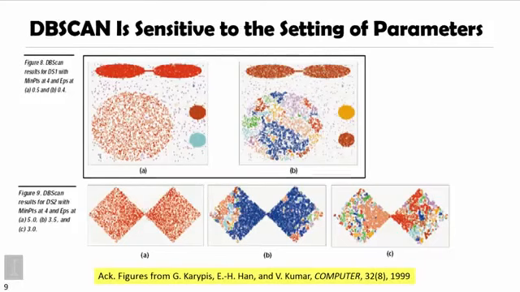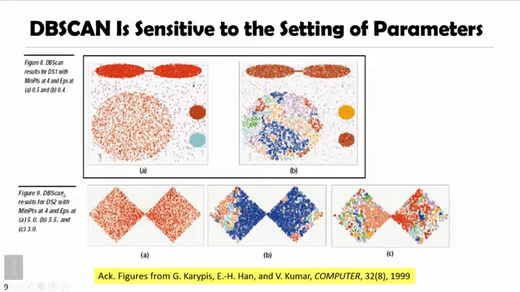This was published by Kriegel's group in 1999 in Computer Magazine. They show DBSCAN, for example, if you set minimum number of points as 4, and epsilon, the radius of the disk, as 0.5, you find pretty nice clusters. However, if you set 0.4, you probably can see you find many clusters, but they are pretty ugly.